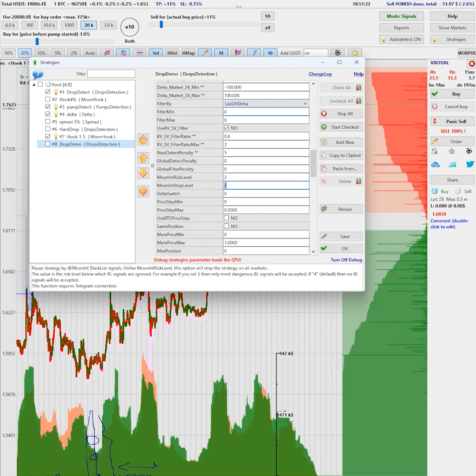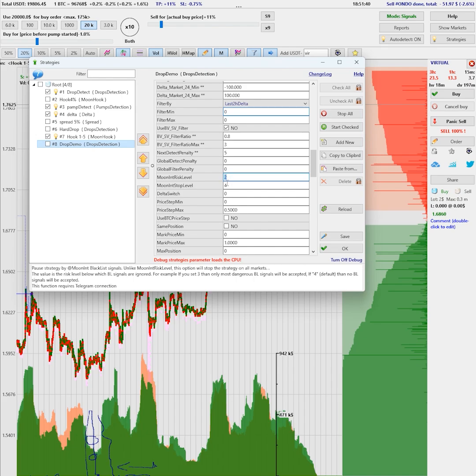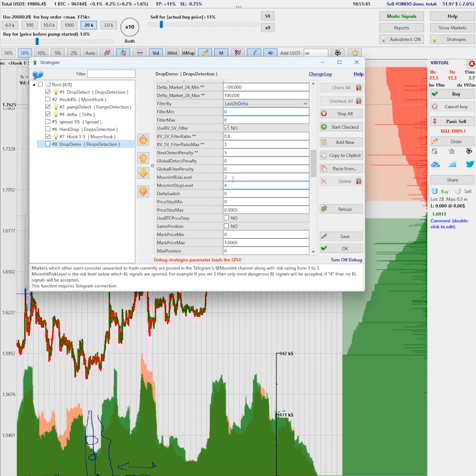These two are legacy parameters. They are not used in current versions of Moonbot. I think they got inherited from back in 2017 or whenever. Doesn't matter, these don't do anything. You can enter any number you want.